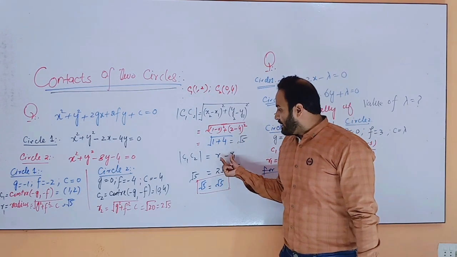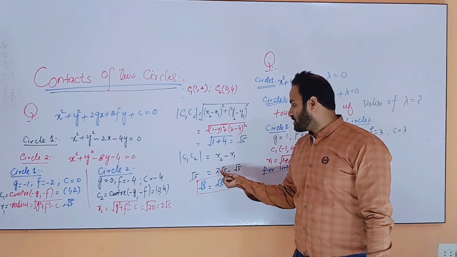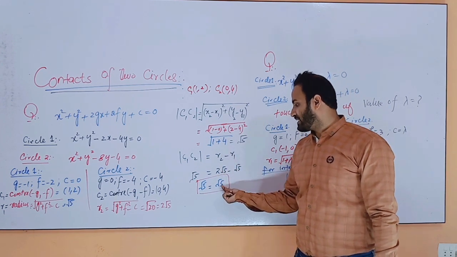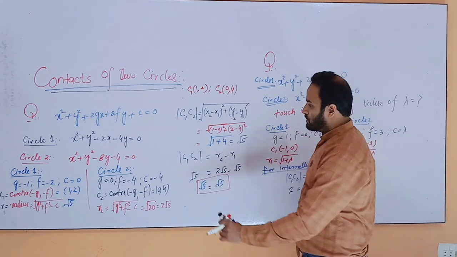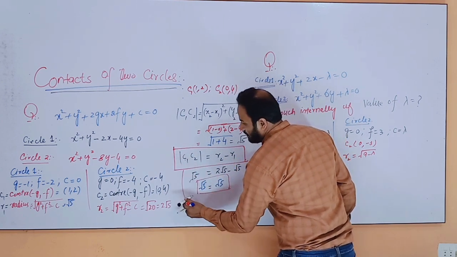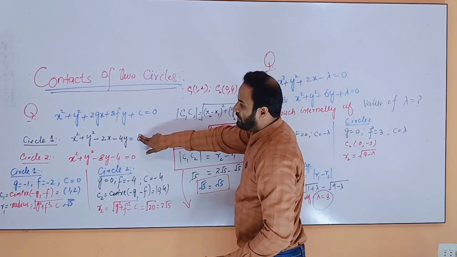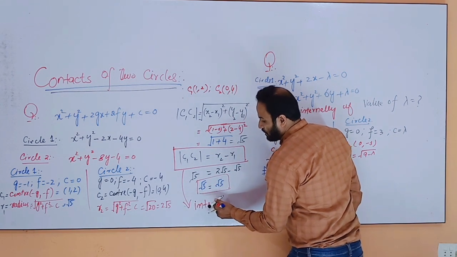Okay, when I take the difference of the radii, r2 minus r1, that is 2 square root 5 minus square root 5, that is square root 5, which is equal to square root 5. So this equation is satisfied. So this means both circles, circle 1 and circle 2, touch each other internally.